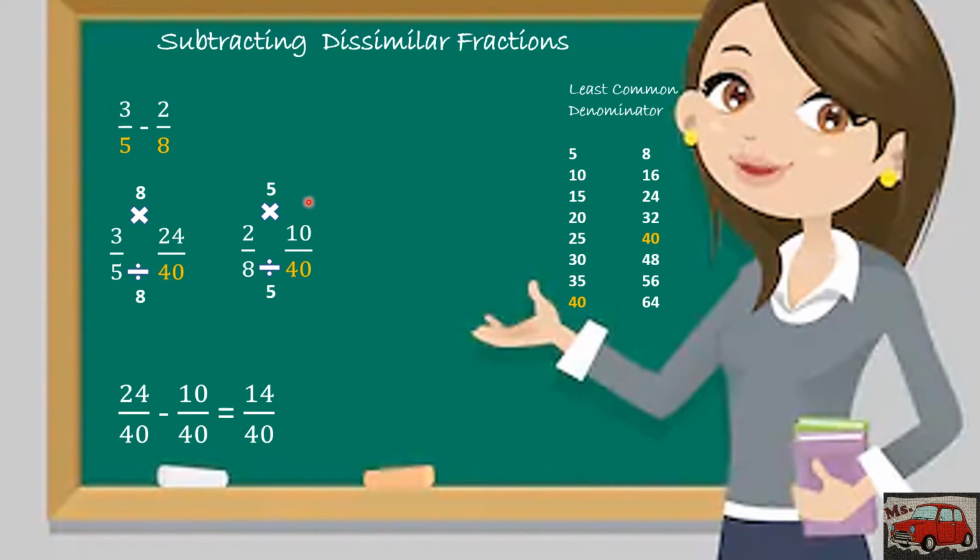Pagdating naman sa 8, gagamitin natin ulit yung multiple niya na 40. So, 40 divided by 8, that is 5. Then, yung 5, i-multiply natin sa numerator, and that is 2 times 5, so we have 10. So, yung equivalent fraction na gagamitin natin for 2/8 is 10 over 40. Pag parehas na sila ng denominator, so you can now minus their shaded part. So, 24 minus 10, that is 14. So, parehas lang din yung magiging sagot natin kanina dun sa my figure.